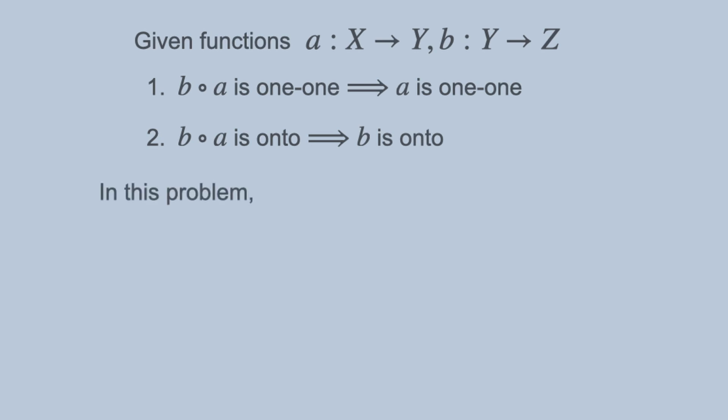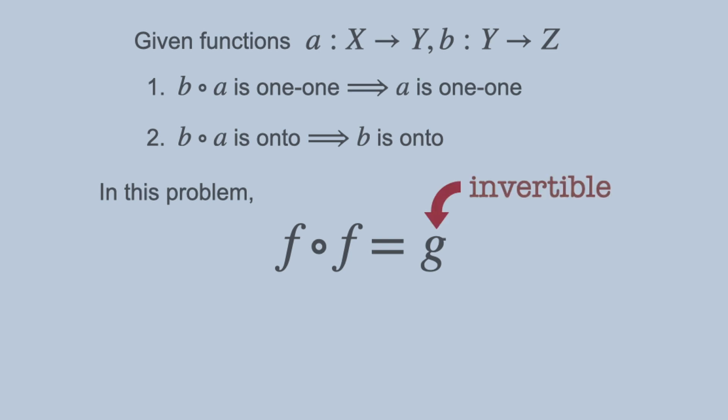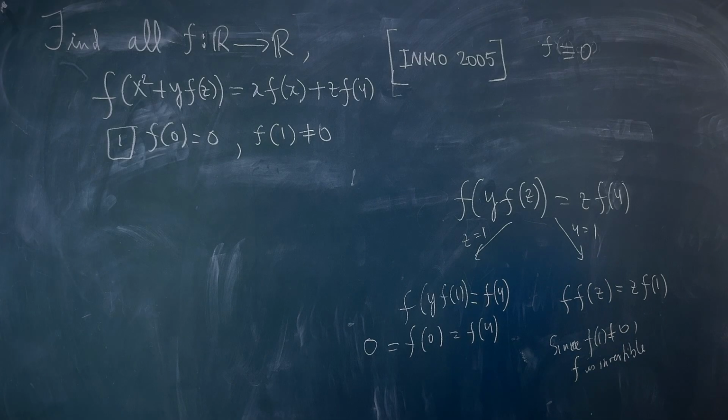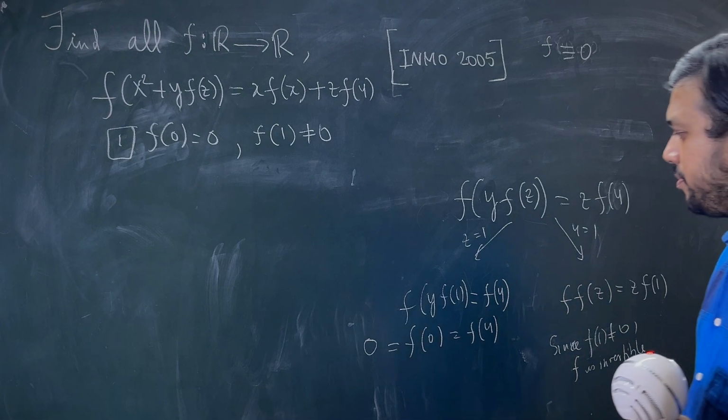In our problem, we know that f compose f is g. Further, we know that g is invertible. Applying 1 and 2 on the top, we can therefore conclude f is 1-1 and onto. Therefore, f is invertible. This we can now use because we can go back to this particular equation.